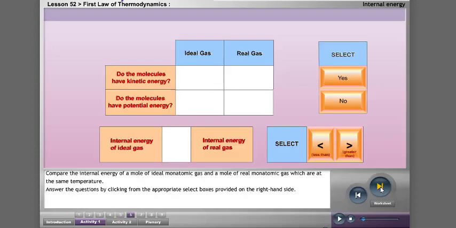Compare the internal energy of a mole of ideal monatomic gas and a mole of real monatomic gas, which are at the same temperature. Answer the questions by clicking from the appropriate select boxes provided on the right-hand side.